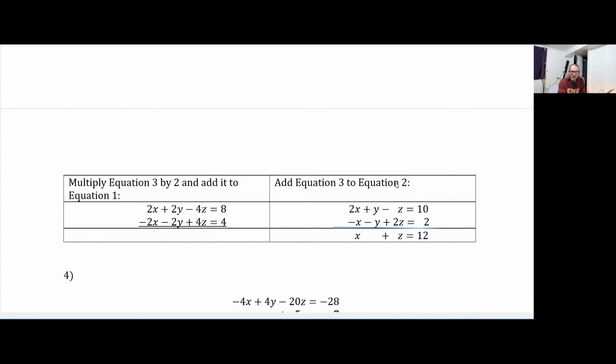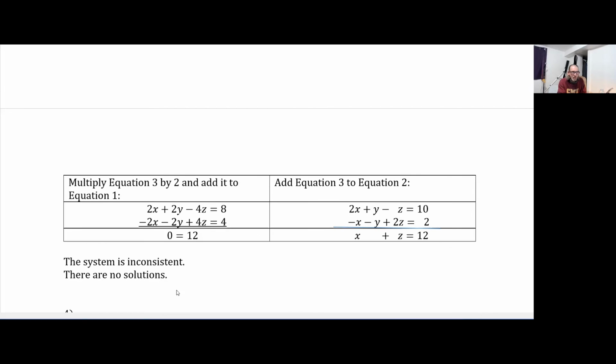In fact, it's going to turn out that I didn't need to do that, because look over here. The x's, we have 2 and negative 2, negative 4 and positive 4. Those are going to cancel out, giving us that 0 equals 12. And we've talked about how we should interpret that when all the variables drop out, but we're getting unequal numbers. Specifically, we would conclude that the system is inconsistent. There are no solutions to this system. In other words, the solution is the empty set.